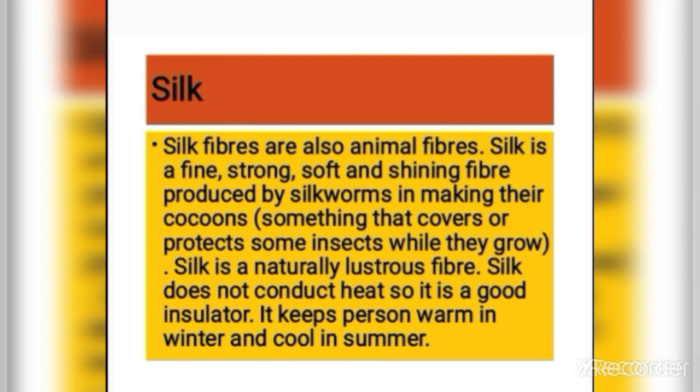Silk fibers are also animal fibers. Silk is a fine, strong, soft and shining fiber produced by silkworms in making their cocoons. What is a cocoon? A cocoon is something that covers or protects some insects while they grow.